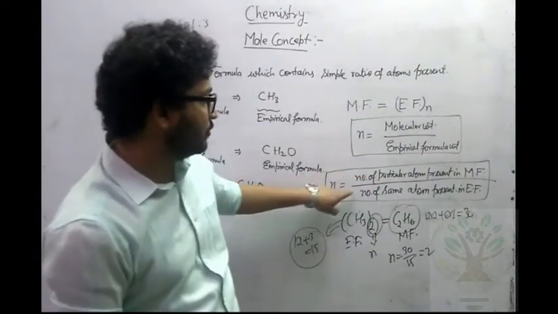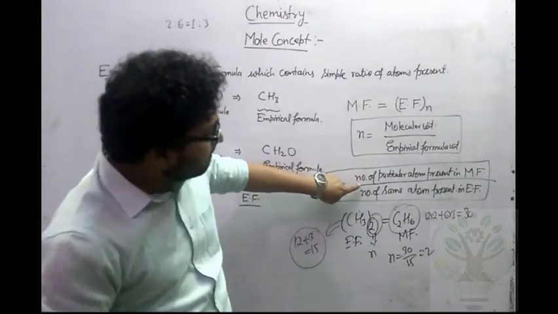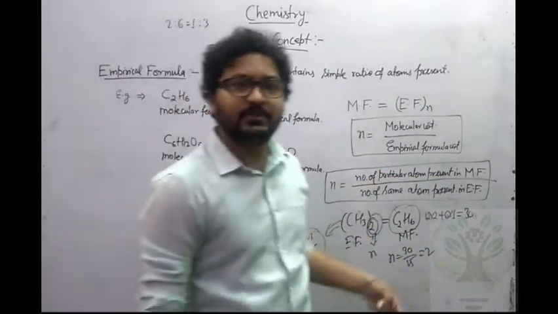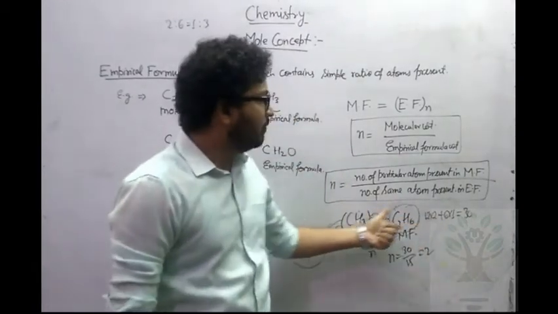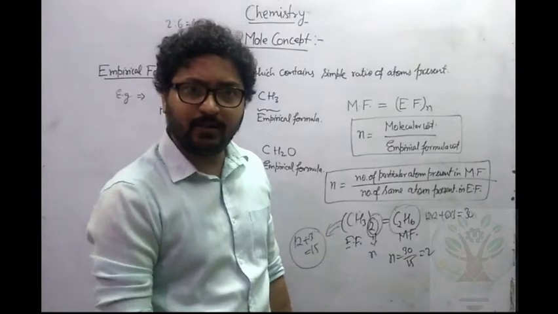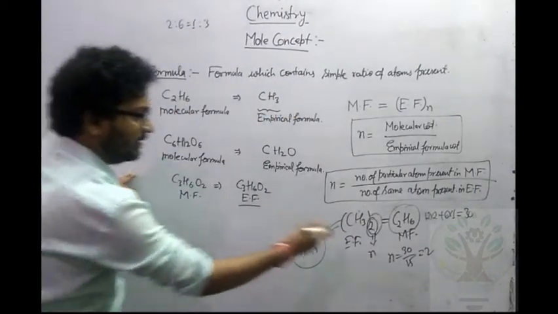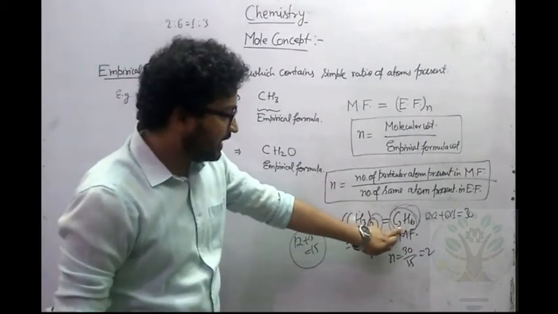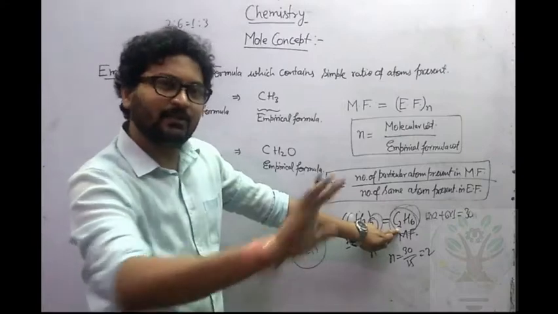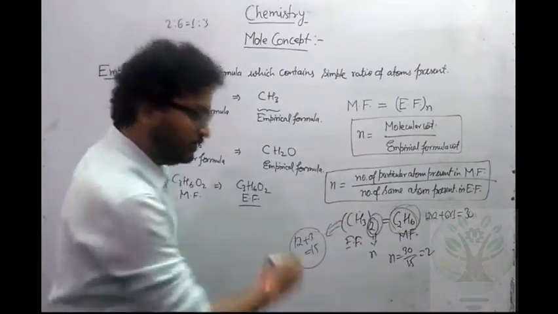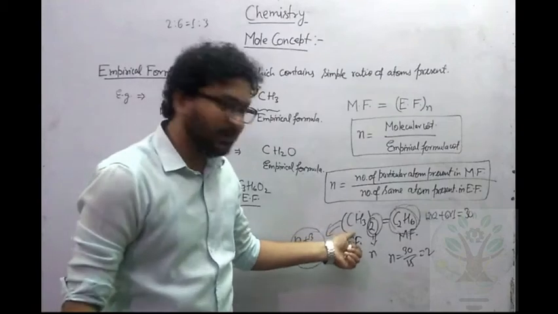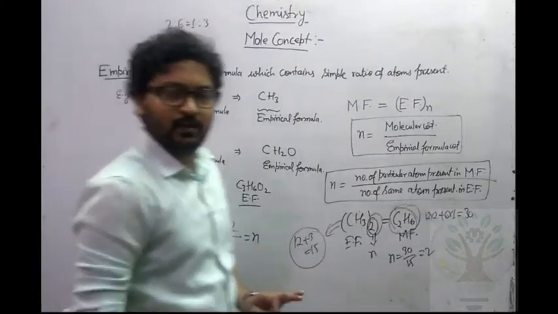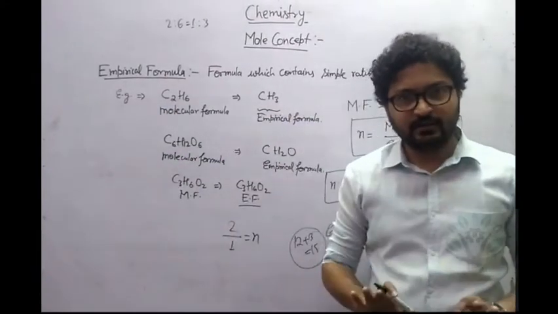And one more formula is there for calculation of n. n can be calculated as the number of a particular atom present in the molecular formula divided by the number of the same atom present in the empirical formula. For example, let's take C2H6 again. How many carbon can you see in your molecular formula? 2. So let's take a particular atom, carbon. How many carbon can you see in the empirical formula? 1. So 2 upon 1 will give me n. I hope this is clear to you. Terms are quite clear.